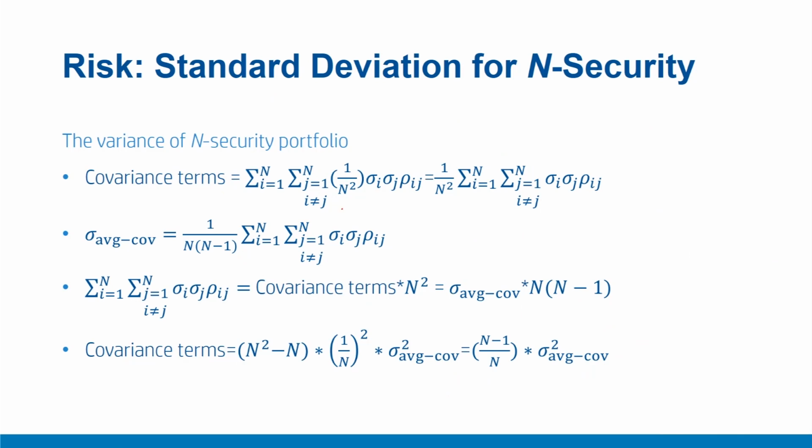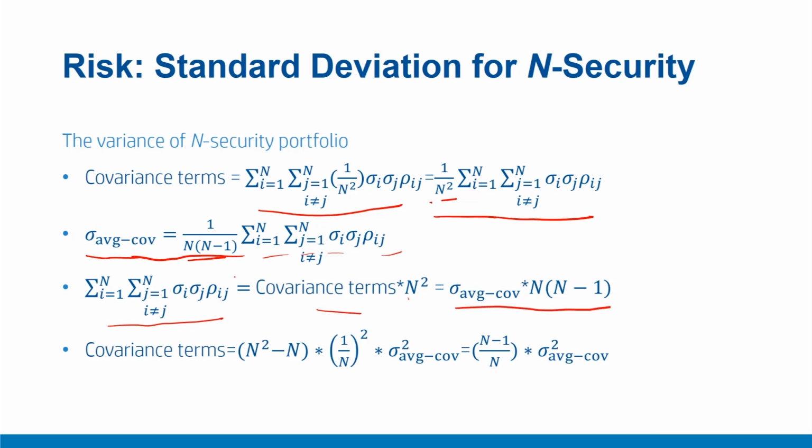Now let us rearrange these covariance terms a little bit. We already defined that the summation of all these covariance terms is this, which further simplified to this. And we defined the average covariance like this, which is 1 upon n into n minus 1 times the summation of all these covariance terms. Now let us rearrange them a little bit. Here I can take the n square from this expression to this side. So my summation of all these terms is equal to the covariance terms into n square. This expression is also the same as sigma average covariance times n into n minus 1, because we already defined that the summation of these covariance terms is equal to this one, where n square we can take here. So a very simple expression: the summation of all these covariances becomes the covariance term summation into n square, which is equal to sigma average covariance times n into n minus 1.